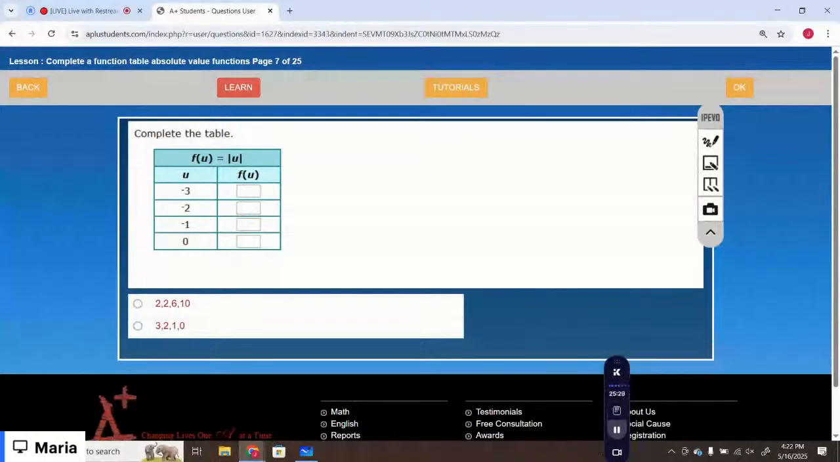Complete the table. f of u equals the absolute value of u. So this is the correct answer. That is 3, 2, 1. Option number 2 is the correct option.